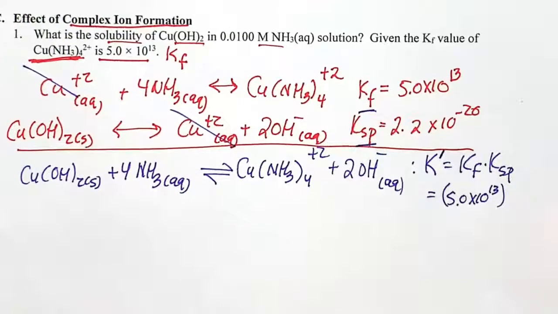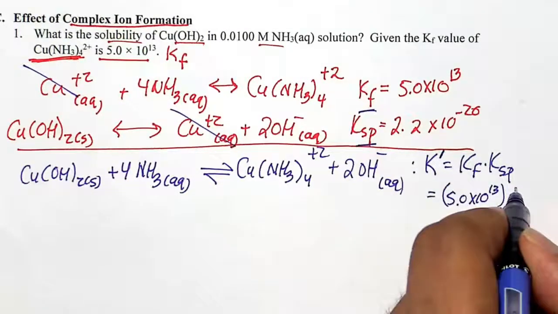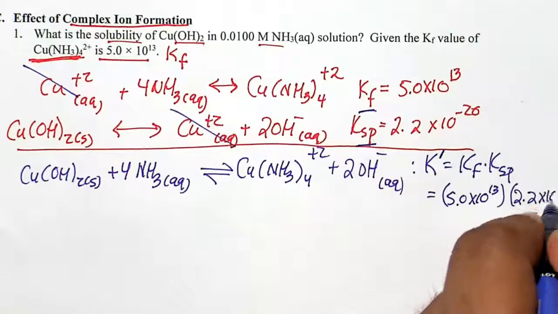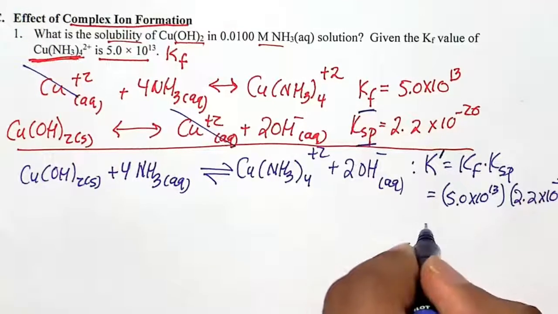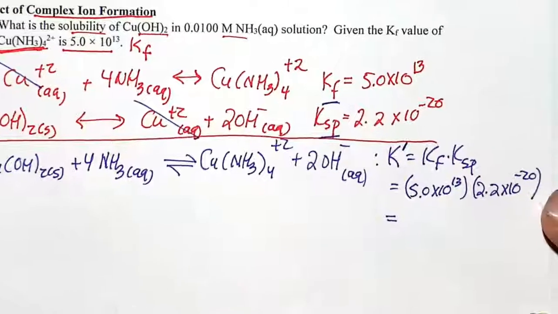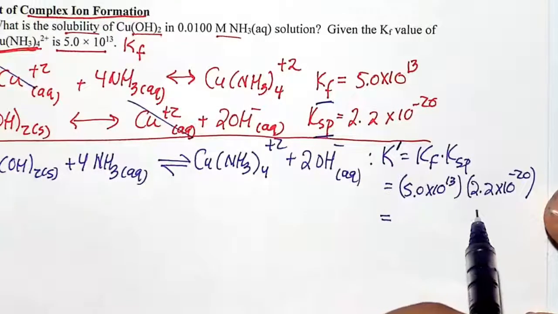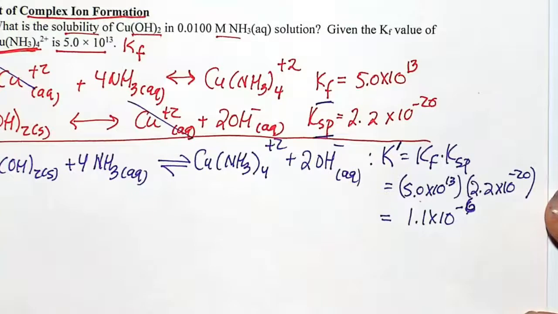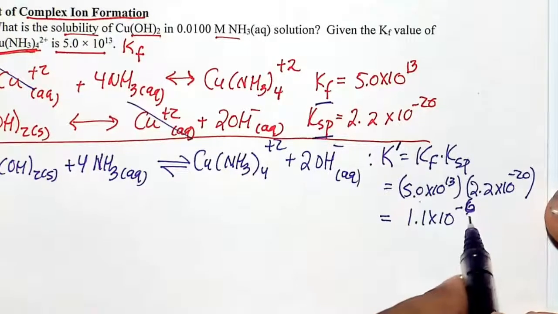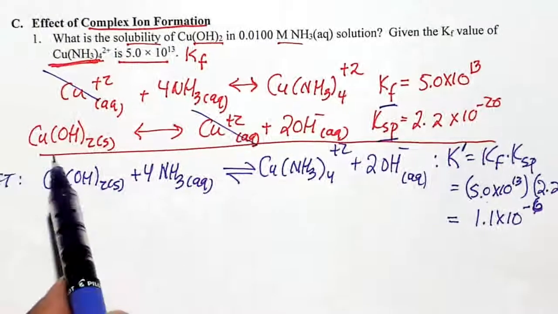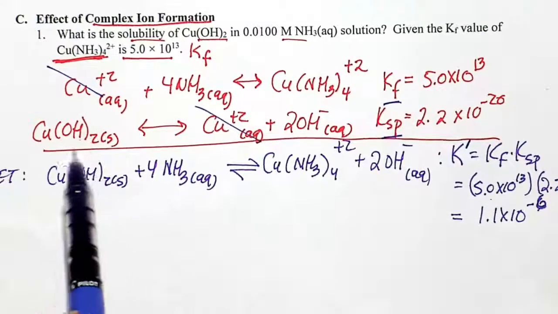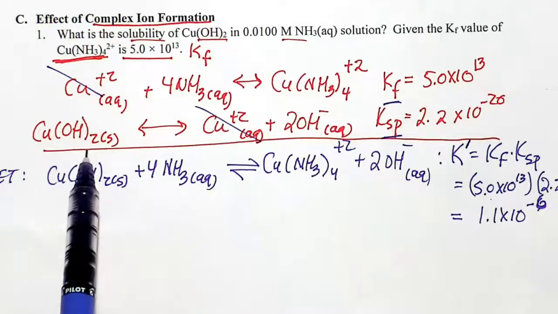That's a very, very forward-going equilibrium reaction multiplied by an equilibrium constant that is very, very non-forward going, which favors the reactant side. It's not strongly favored in the formation of the complex ion because you're starting off with a sparingly soluble solid that likes to remain in solid form, Ksp 2.2 times 10 to the minus 20.